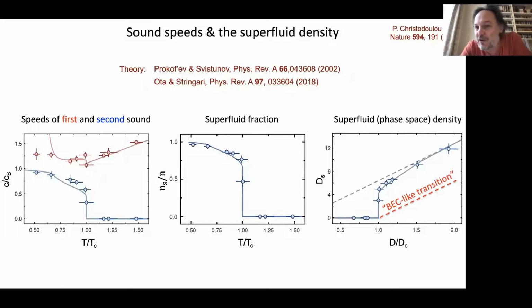So when you look in terms of phase space densities, if there was a critical phase space density for a BEC-like transition, then the superfluid would grow according to this red line, and you see that in reality it grows very differently. Essentially instantaneously, most of the fluid gets converted into superfluid.